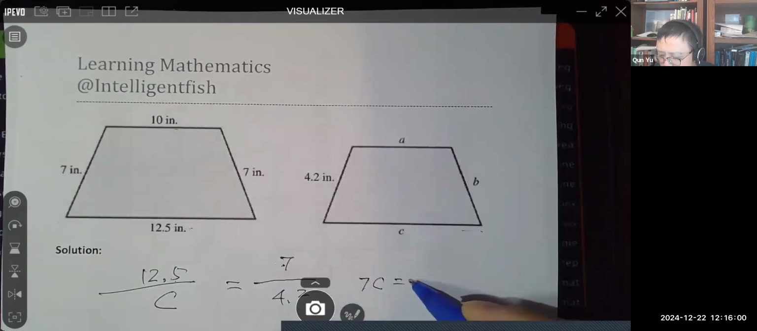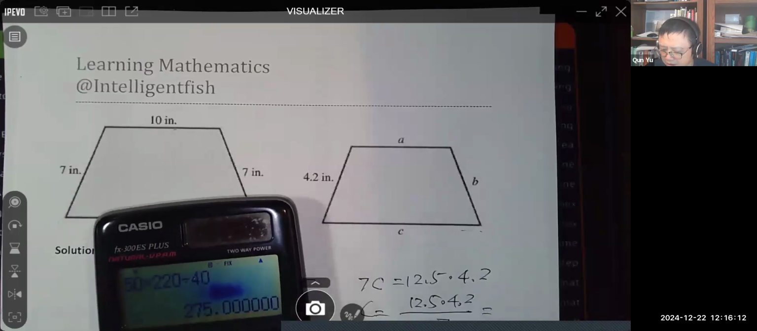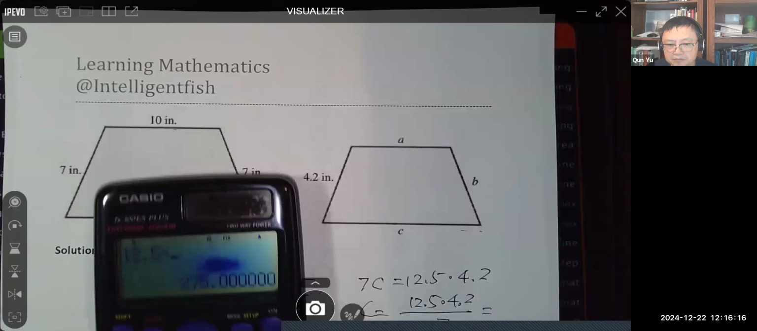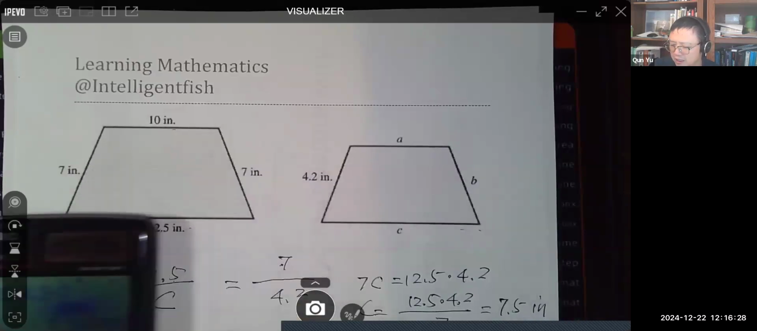Now let's do cross multiplication. 7c equals 12.5 times 4.2. Now c equals 12.5 times 4.2 divided by 7. So let's do the calculation. 12.5 times 4.2 divided by 7. 7.5. And they're all in inches. So we get C.